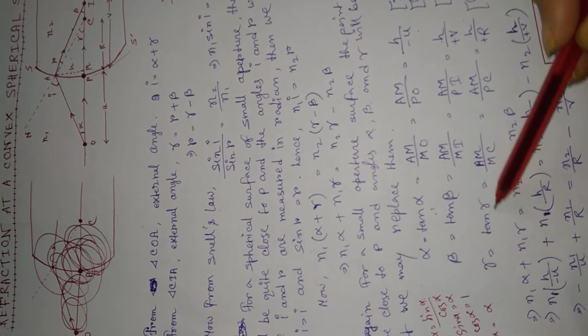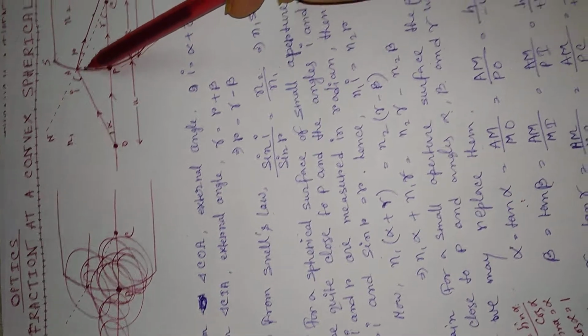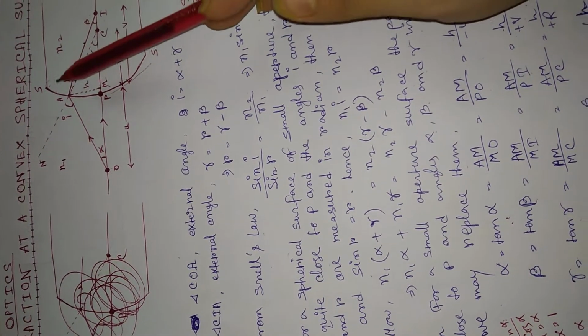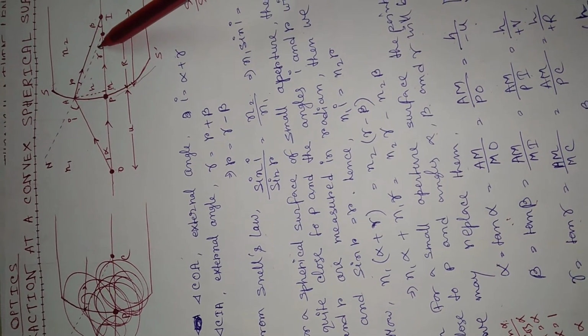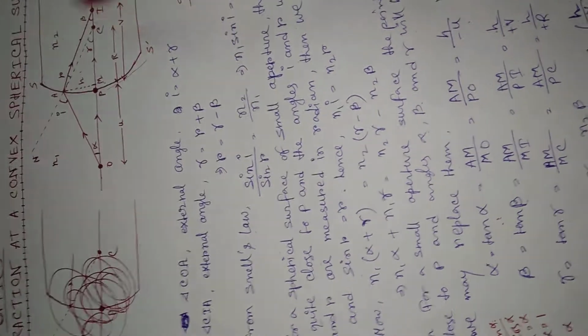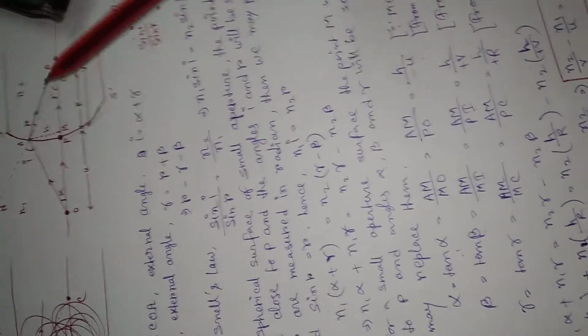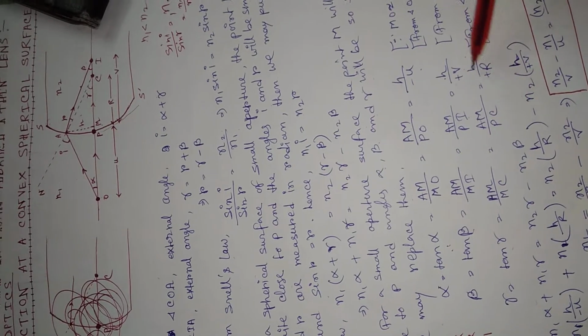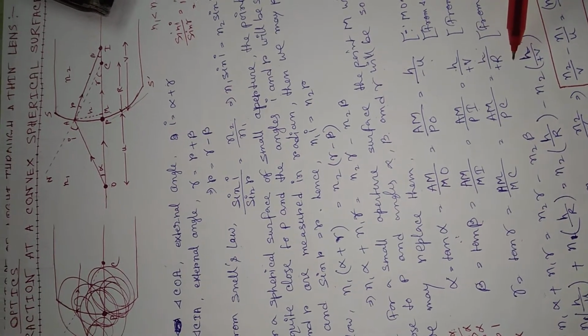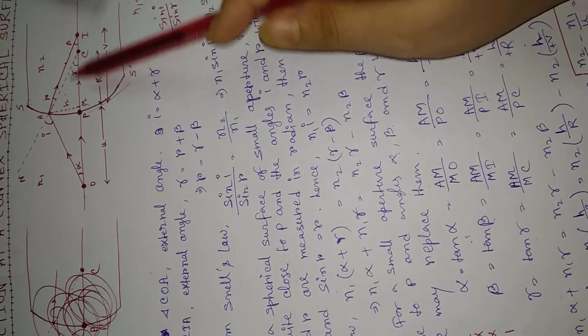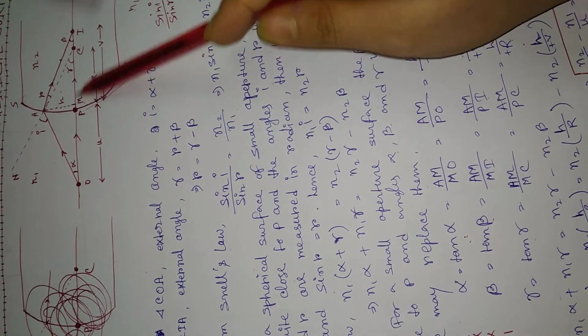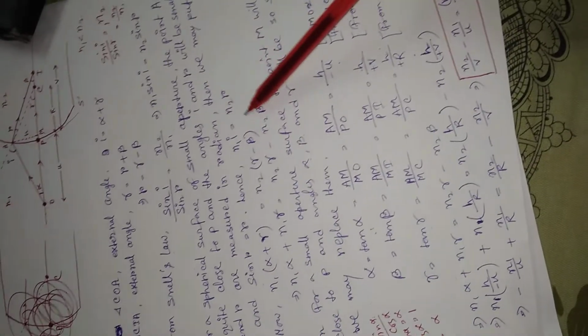Gamma equals what? Tan gamma. We should take this right angle triangle AMC. If we take AMC, then tan gamma equals AM by MC. Now we can replace MC by PC, so we will get AM by PC. AM equals H and PC equals R, that means the radius of curvature, and R is also positive because this measurement is done along the direction of light. So just put all these values in this equation.